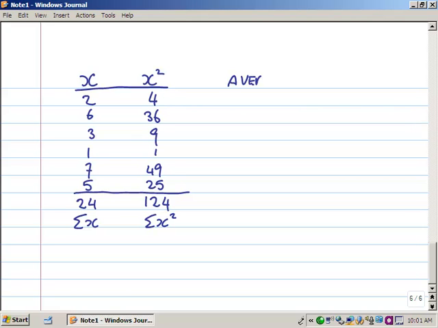So first calculation, the average, x bar is sigma x divided by n, is 24 divided by n, the number of data points. We have 6 data points. Alright, so x bar is 4. The average of that data set is 4.